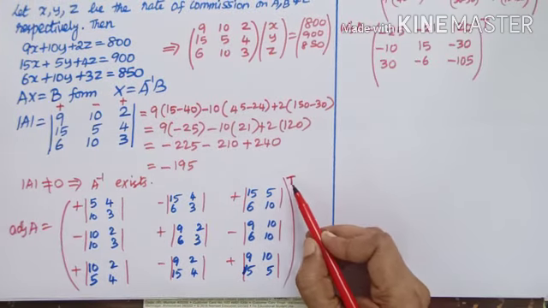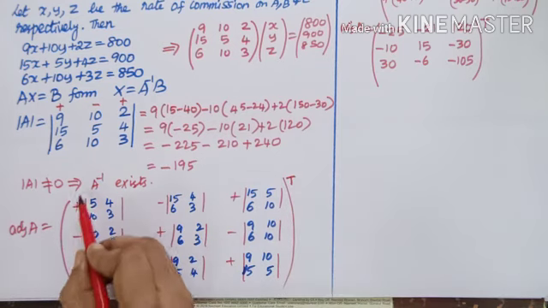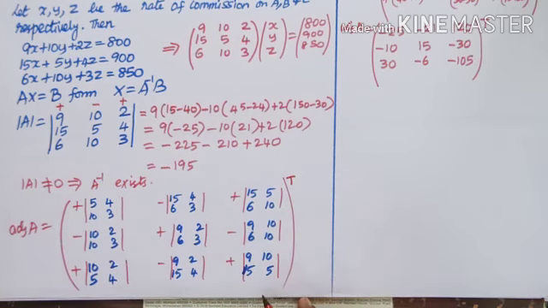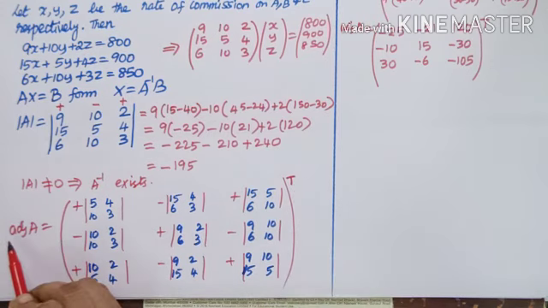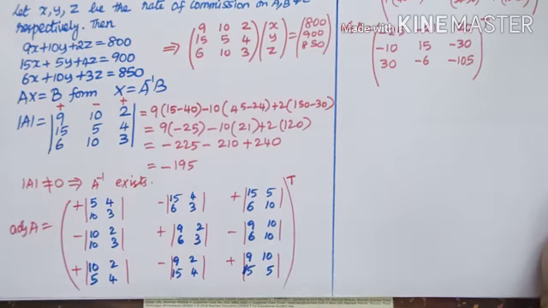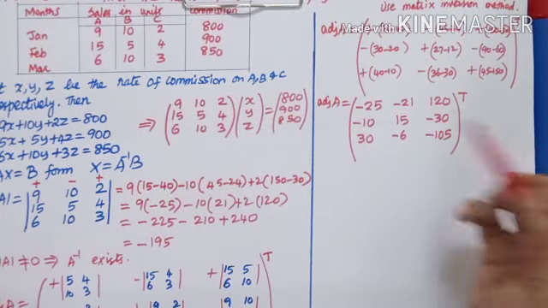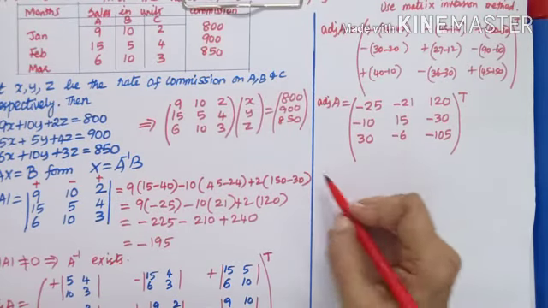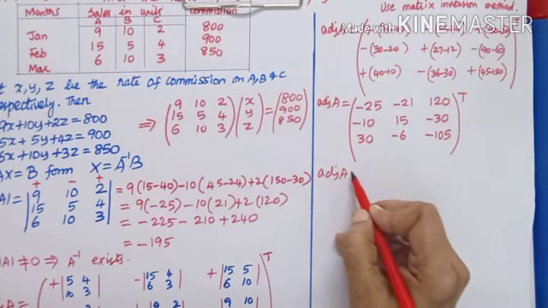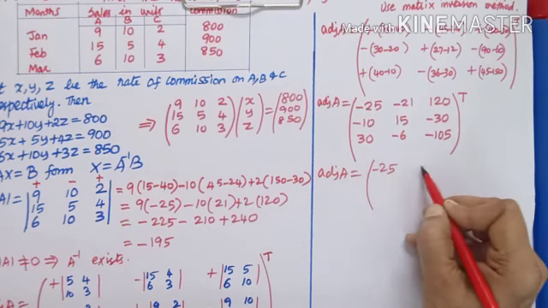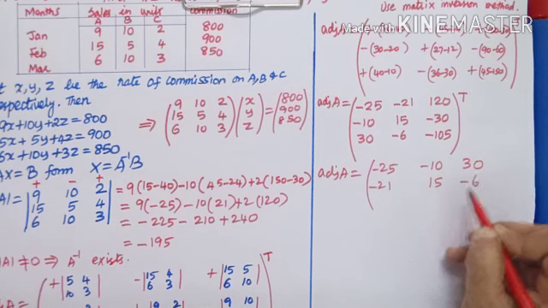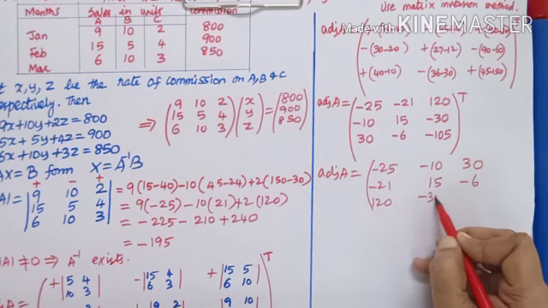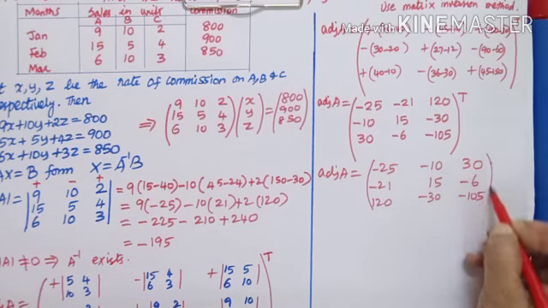Remember to put the whole transpose. So as we have filled the cofactors, put the transpose of it, which we call adjoint of A. And as we simplify, we get adjoint of A equals minus 25, minus 10, 30, minus 21, 15, minus 6, 120, minus 30, minus 105.